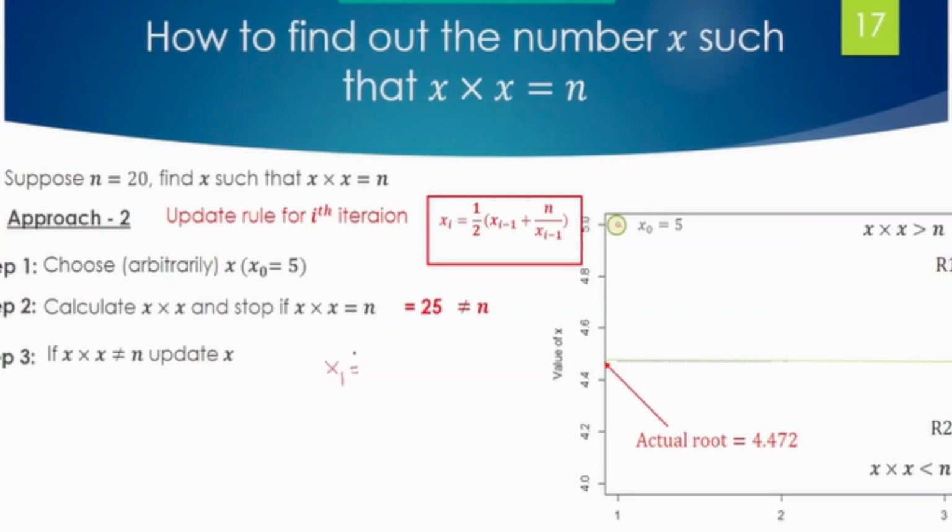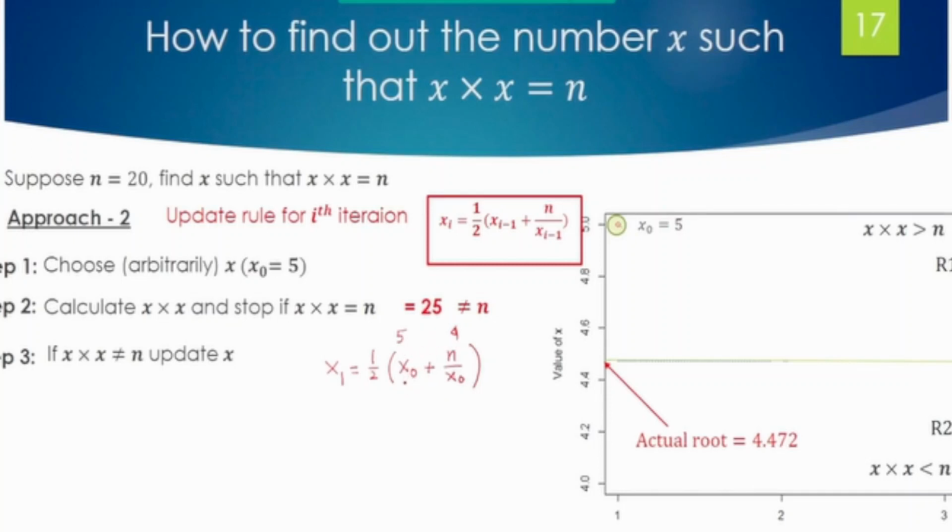So what is x1? If you replace i by 1, then you will get x1 equals half of (x0 plus n by x0), right? Now in this case, x0 is 5 and n by x0 is 20 by 5, which is nothing but 4, right? So actually, x1 is the simple average of two numbers, 5 and 4.